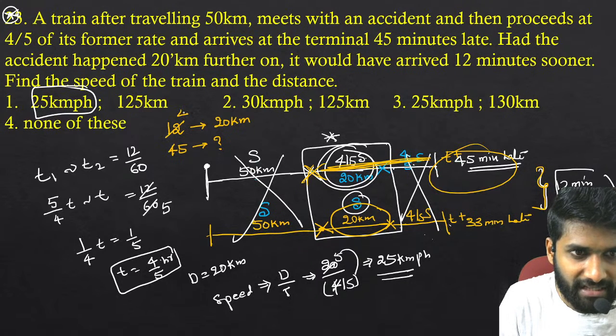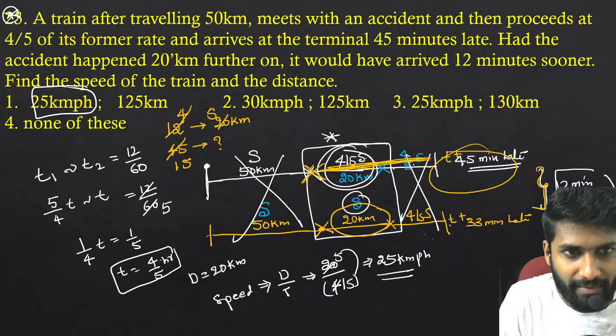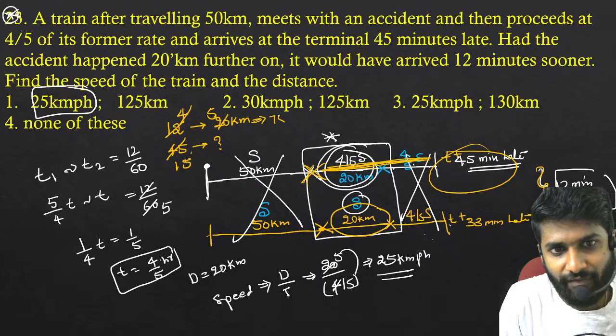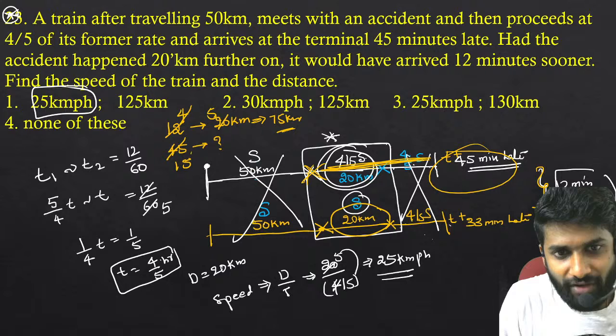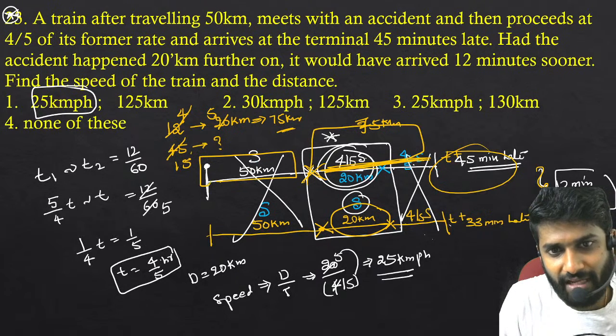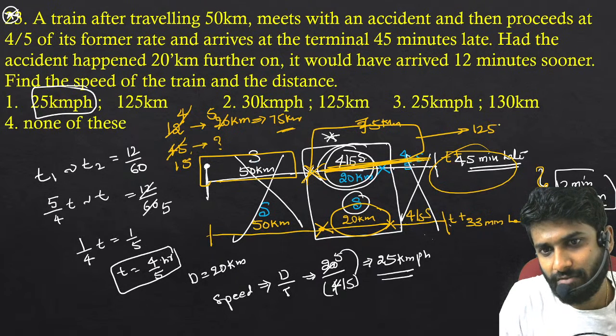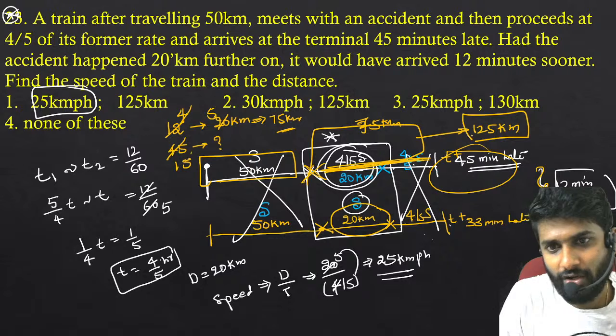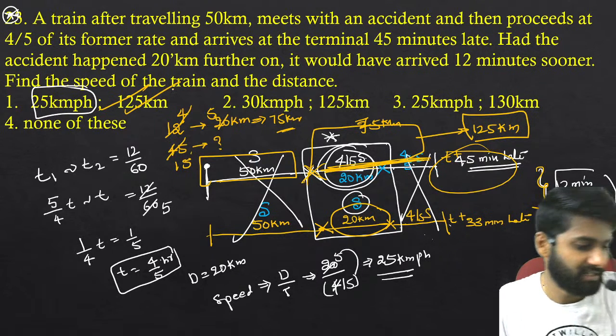So 3 ones are 3, 3 fours are 12, 15 fives are 75 kilometers. It means after meeting with the accident they covered 75 kilometers and initially we have 50 kilometers. The total distance is equal to 125 kilometers. Answer 1 is the correct answer.